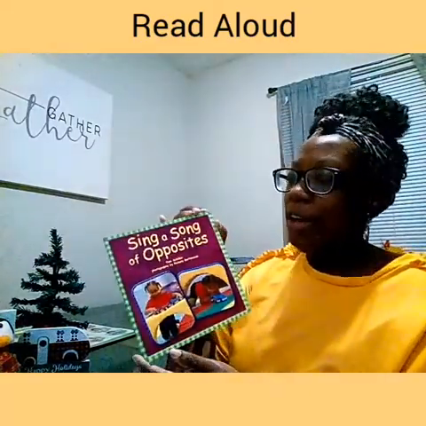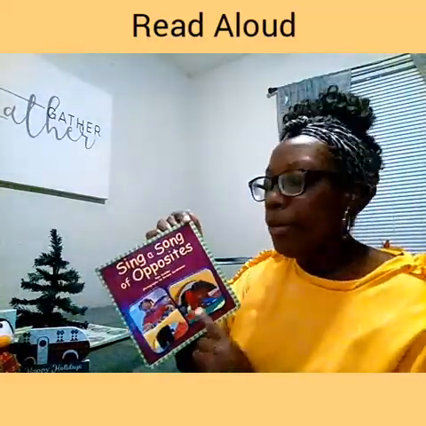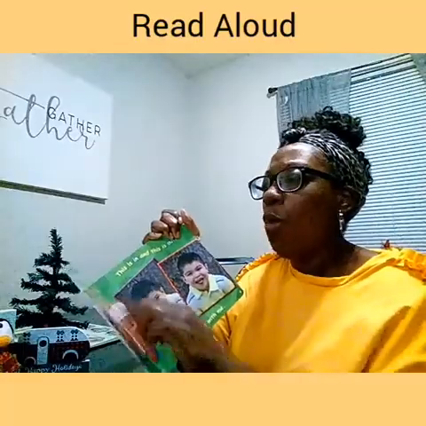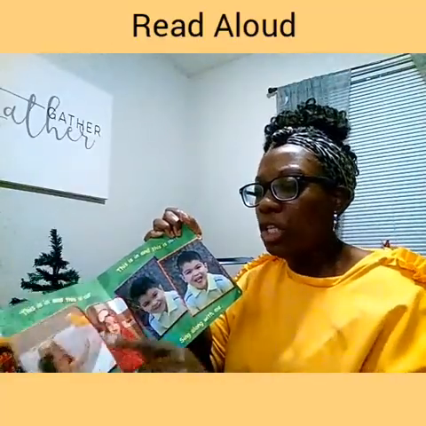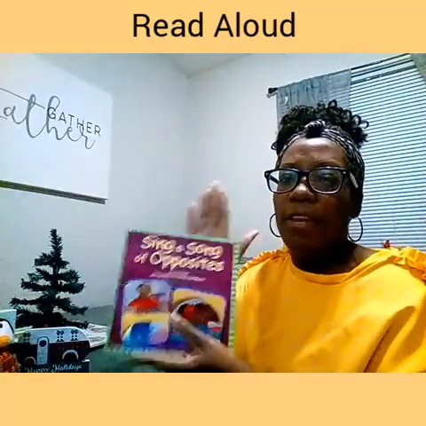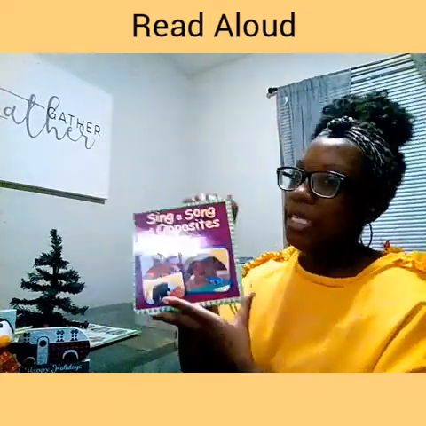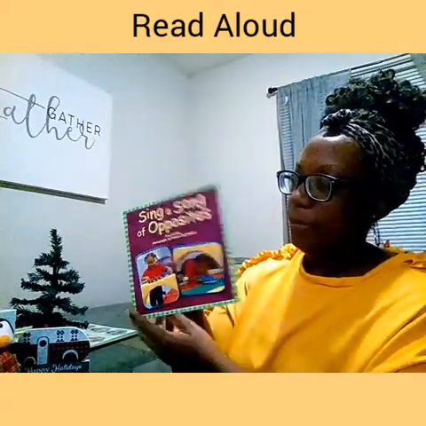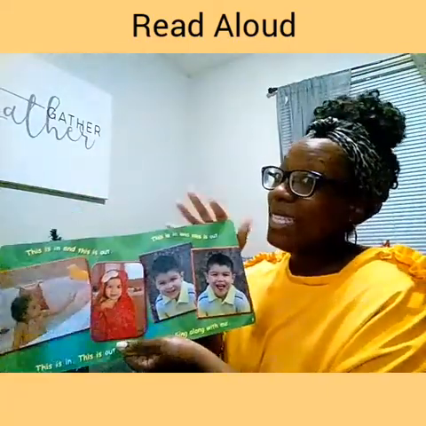When your child is reading independently, they're looking at the pictures. It's a good idea for you, you don't have to always talk about the words, but you could talk about what's going on in the different parts of the picture. Okay, so remember, the name of our book is Sing a Song of Opposites. So I'm going to sing it, okay?